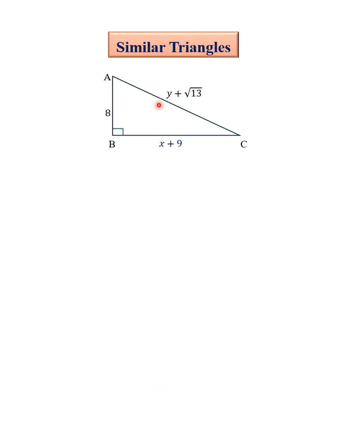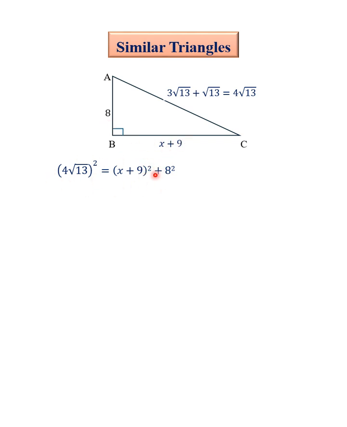Now that we found the value of y, we can put it here so that we have 3 root 13 plus root 13. And that means the hypotenuse of the bigger triangle becomes 3 root 13 plus root 13, which gives us 4 root 13. It's just like saying 3x plus x is equal to 4x. Now we can use Pythagoras theorem again in this triangle to find the value of x, which means the hypotenuse squared is equal to 8 squared plus x plus 9 squared. That is, 4 root 13 all squared, the hypotenuse, is equal to x plus 9 squared plus 8 squared.